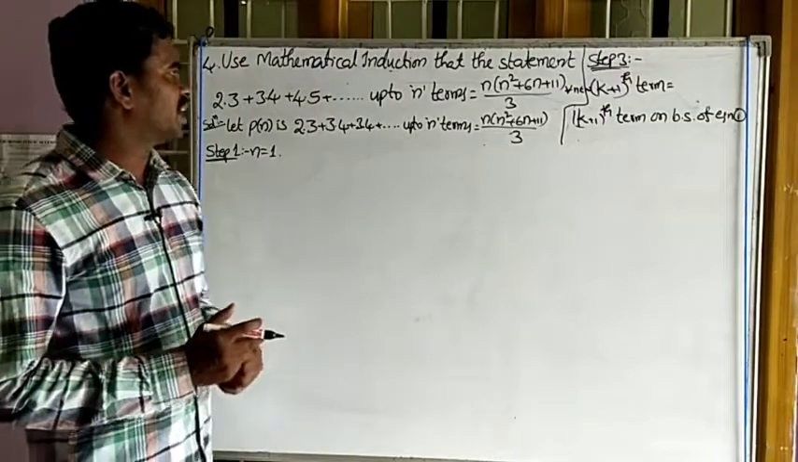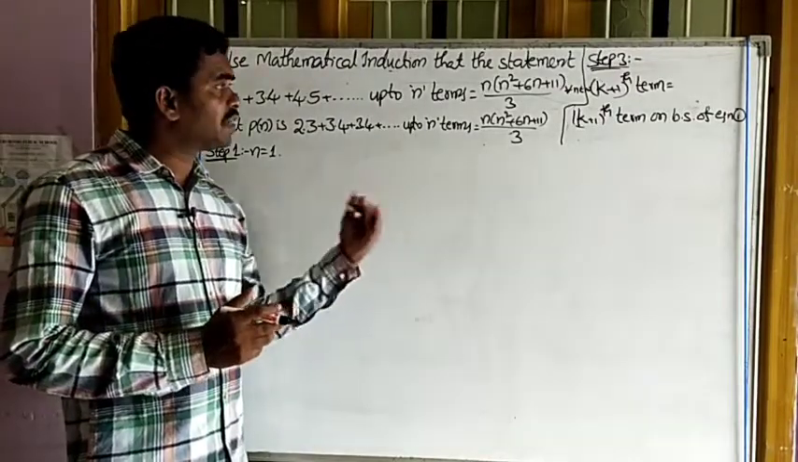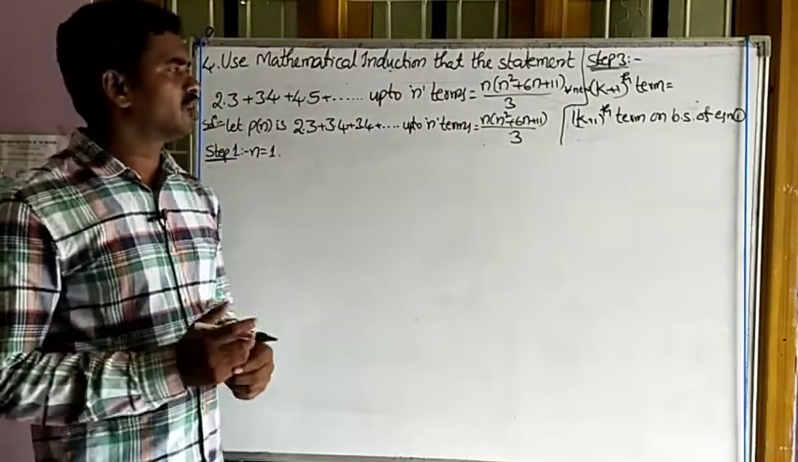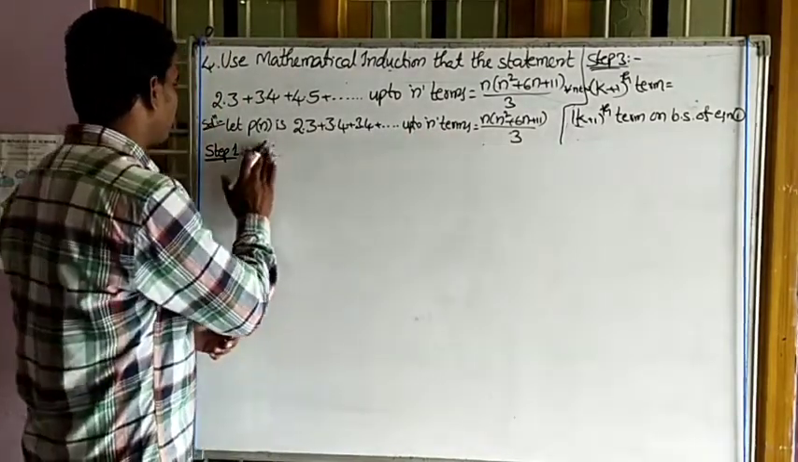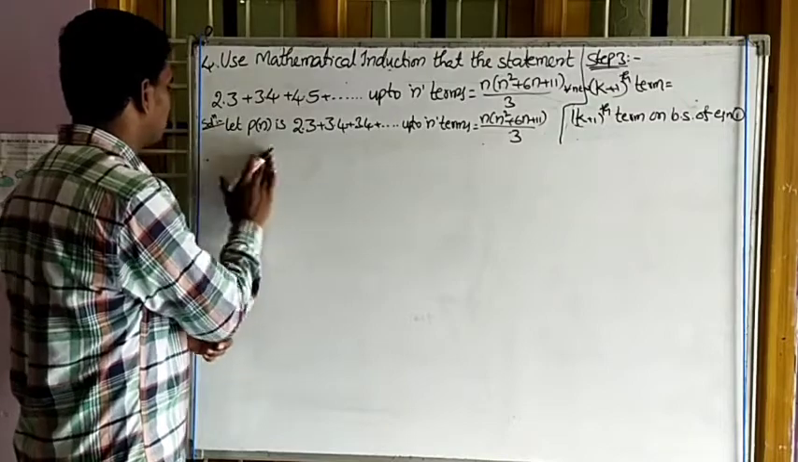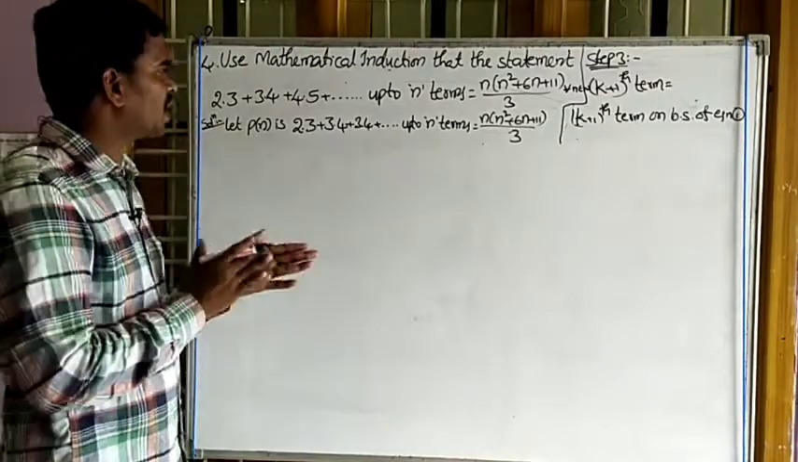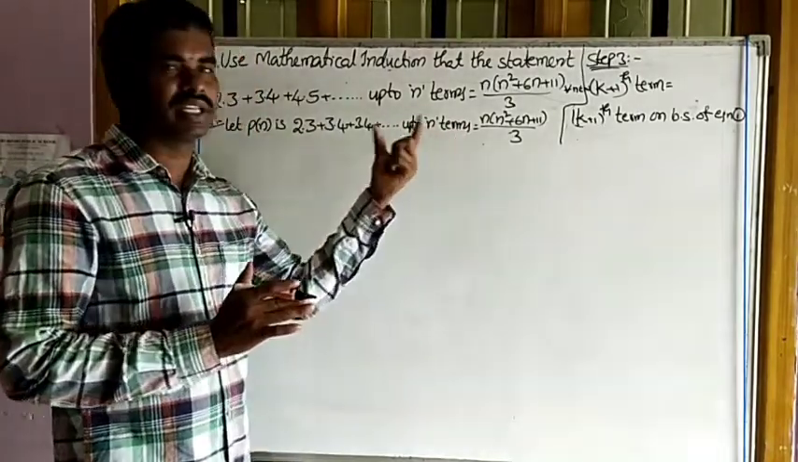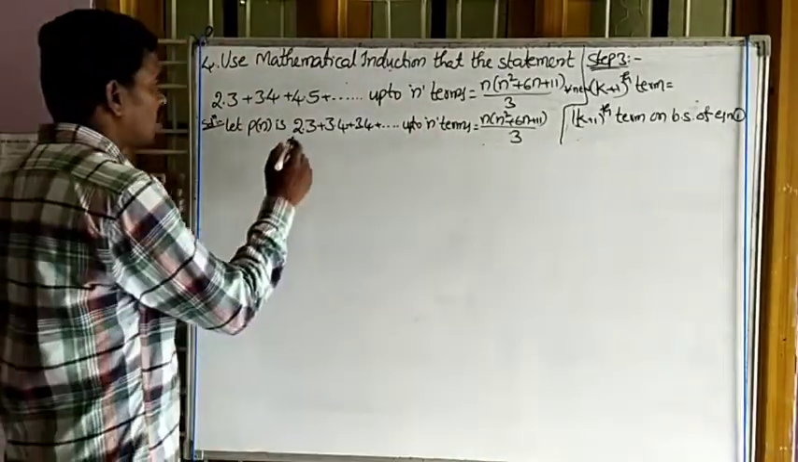So what do you observe here? In the previous 3 questions, the nth term is there, but here the nth term is not available. So before step 1, n equal to 1, we have to find what is this last nth term. That is compulsory. So how to find?